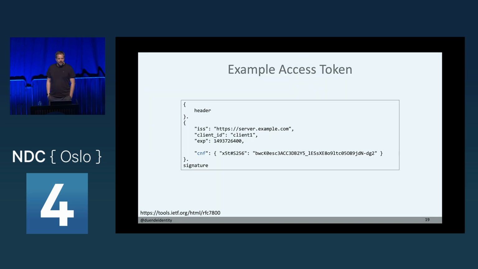It's an example JSON web token, and you can see that there's a special claim now in the token called the CNF, the confirmation claim. And basically what this says is that's how the sender can prove he knows the secret. In this case, it's via an X509 thumbprint in SHA-256 format. Okay?